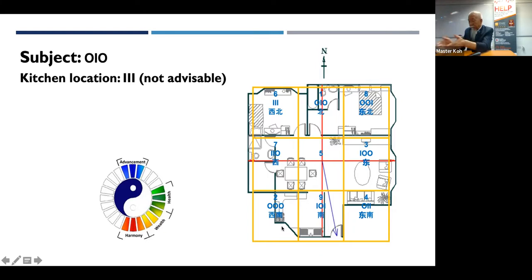So once you divide that and superimpose it, draw yourself a magic square. You will be able to see which part of the house, which quadrant of the house, belongs to what trigram.